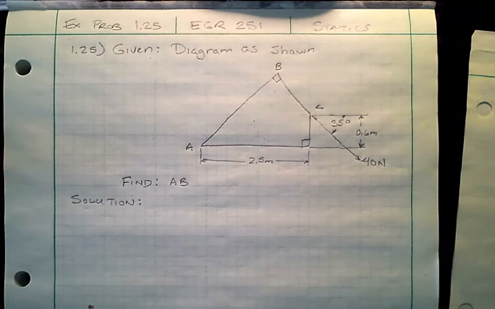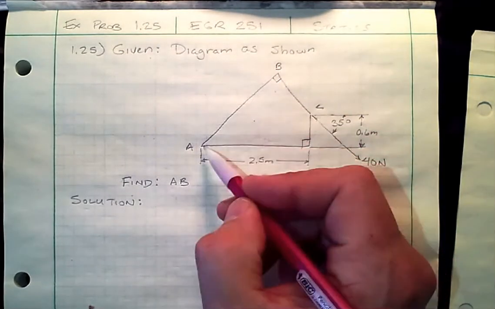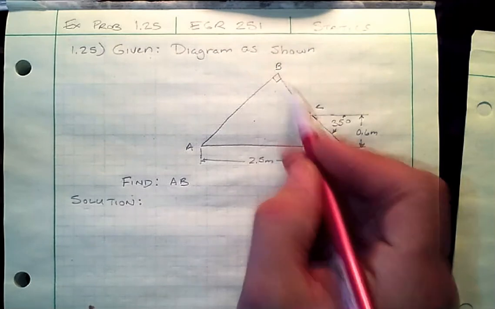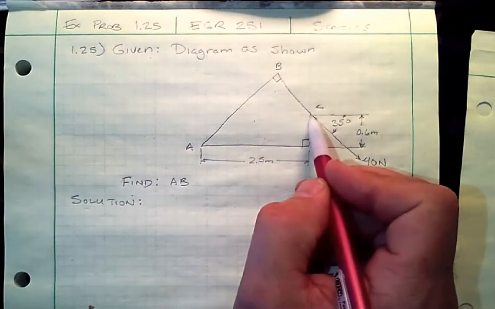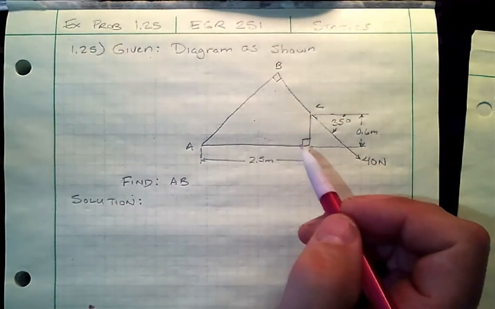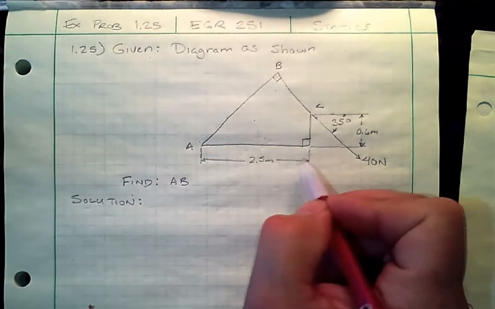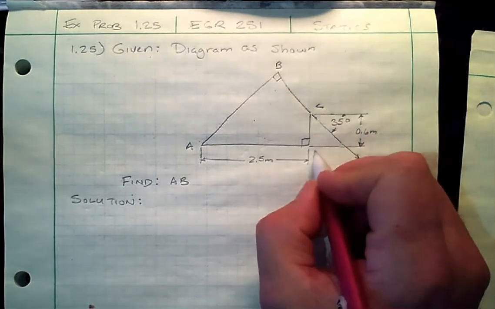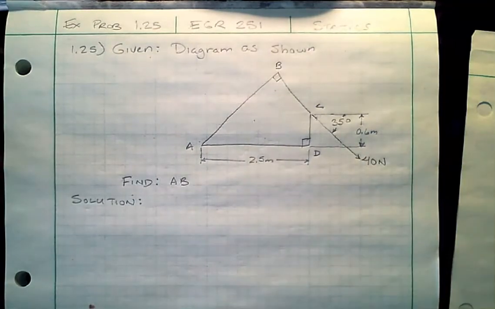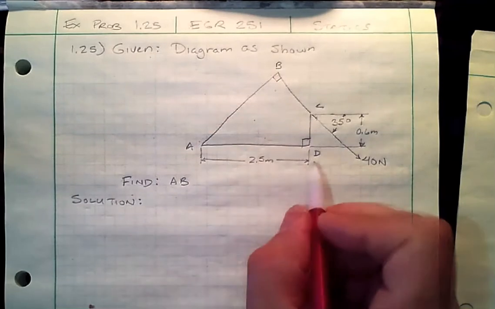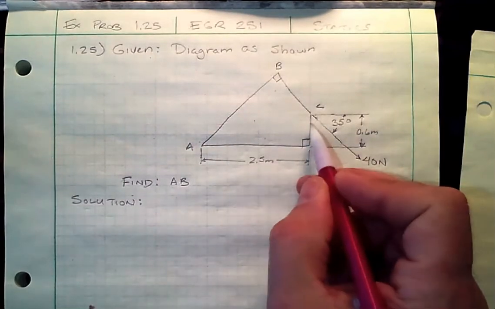So first off, how do we get to AB? Well, we don't know the length BC. We don't know the length AC. We do know it's a right triangle. That's helpful. So we've got to start with what we do know. And we know A to this point here. I'm going to label this D just so we have a good reference there. And we do know both AD and DC.